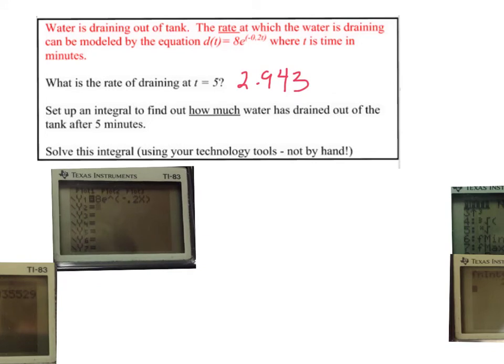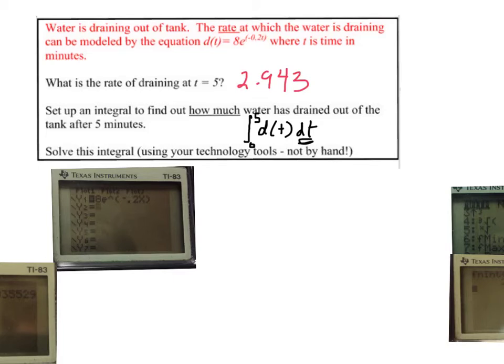Next, set up an integral to find out how much water is drained. Well, the integral, of course, we're going to integrate my equation. We could either write the equation 8e to the negative 0.2t, or we could just say it's the draining equation d of t dt. That looks a little weird, but remember, we just need to put this at the end, dt, because that is telling us what the variable is, and it's time in this case. Our bounds will be from 0 to 5.